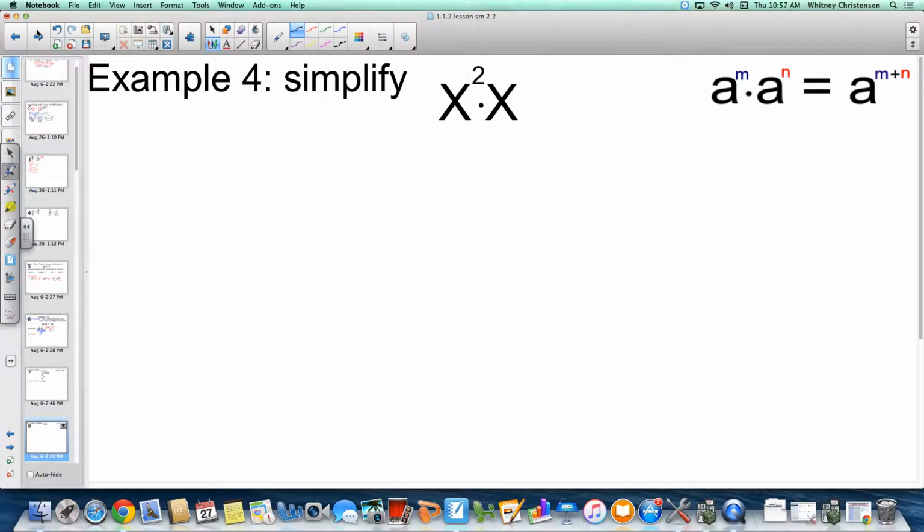Okay, this is one that just throws Secondary 2 students for a loop. So we've got to talk about it right now, and then we should be good.